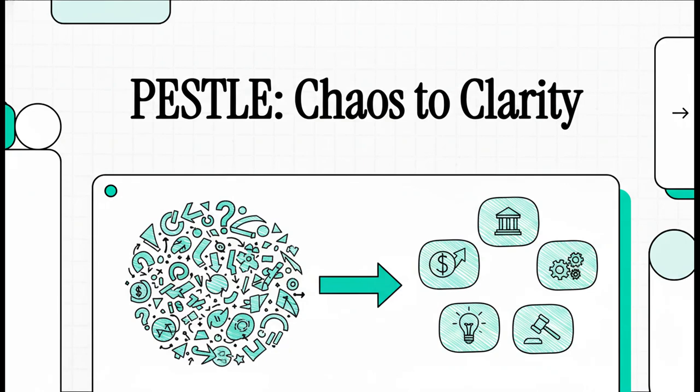All right, let's dive in. Today, we're going to talk about a really powerful strategic tool called PESTLE analysis. We're going to break down how it can help you take all the chaos of the outside world and turn it into some real strategic clarity. So, let's get right to it.